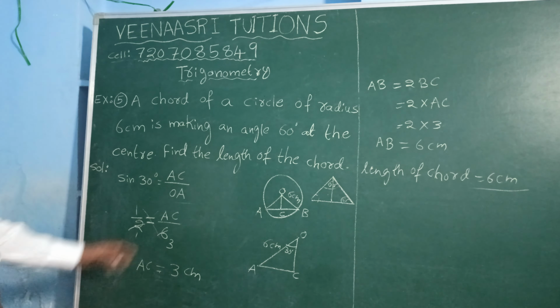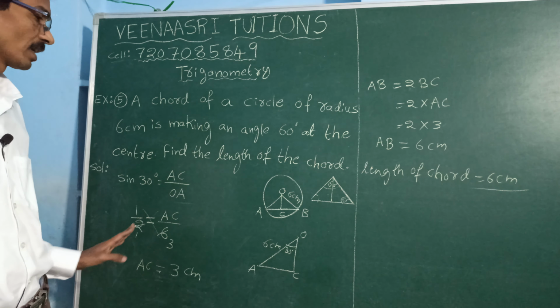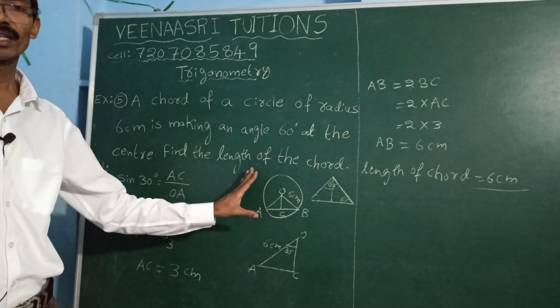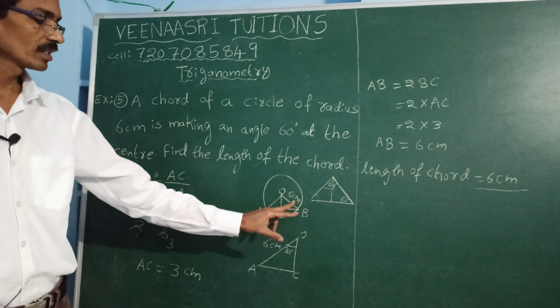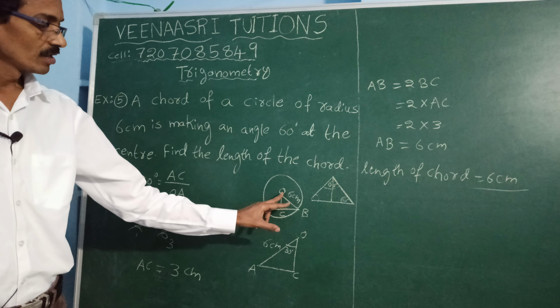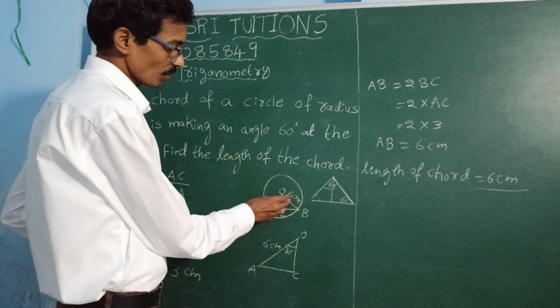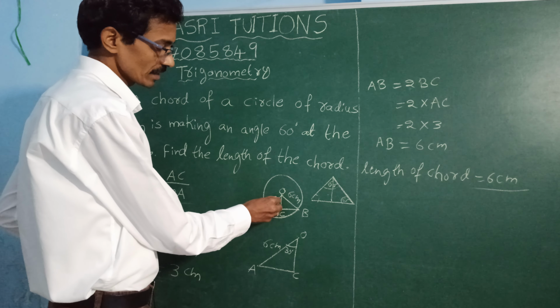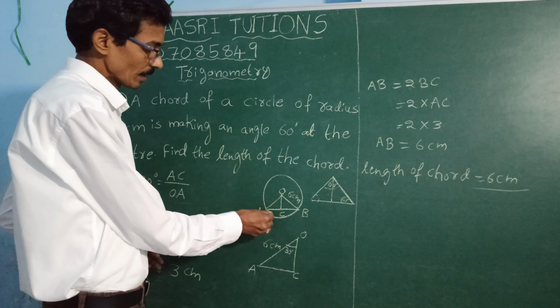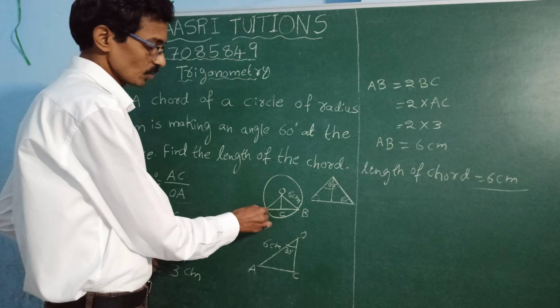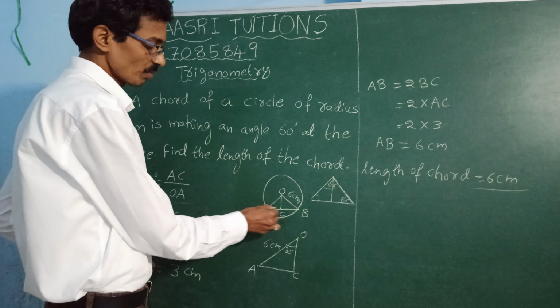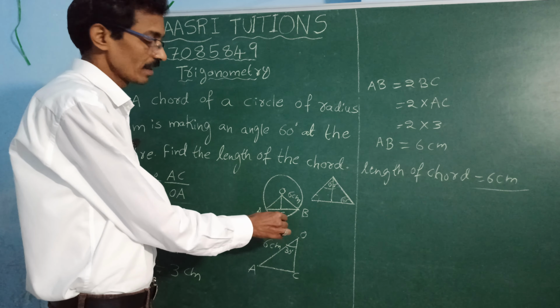So what is given here? Radius is given, one angle is given. So first we draw the circle using 6 centimeters. Afterwards join OB. Again keep the protractor and mark 60 degrees. Draw another line. Join these 2 points. Take A and B as the points. Then draw a perpendicular line, which is C.